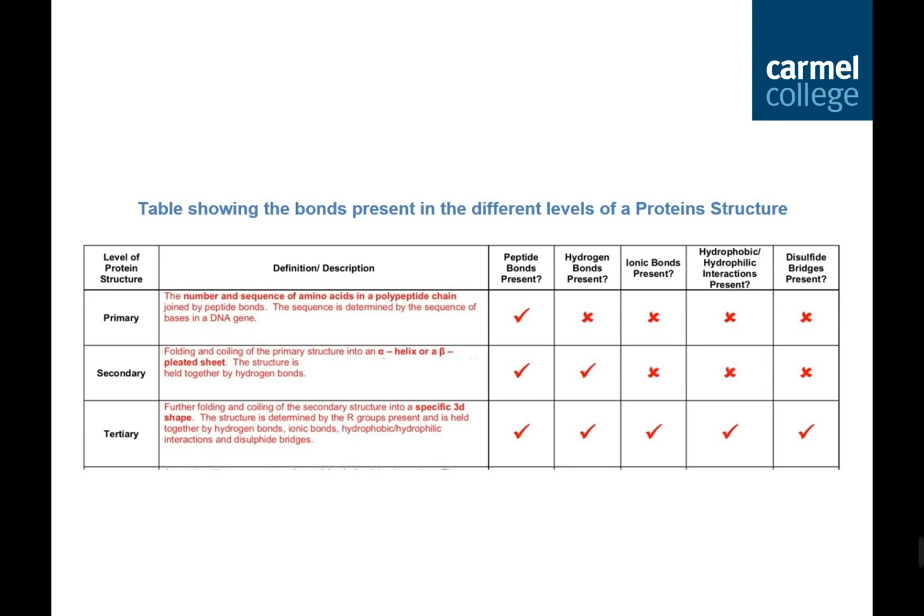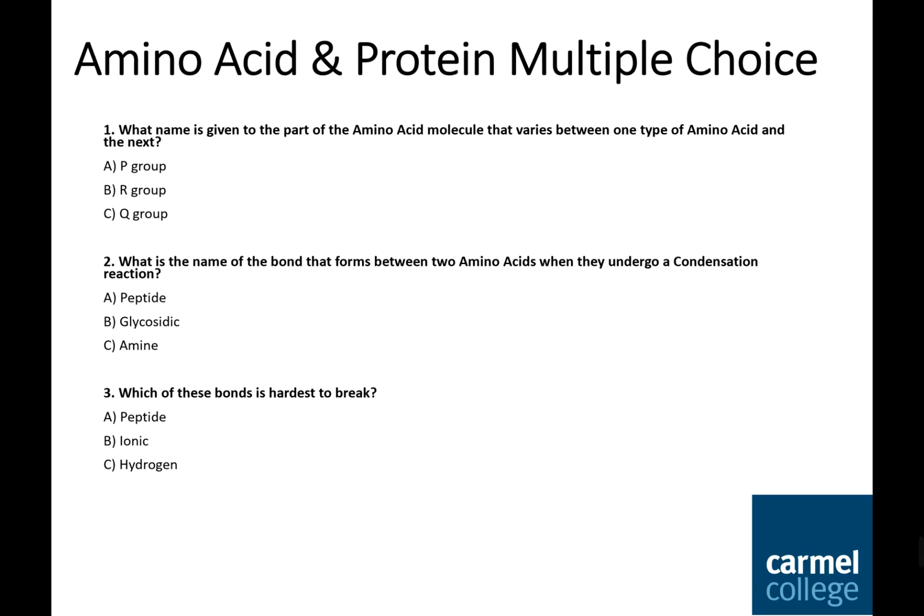And it's the hydrogen bonds which are broken when temperatures get high, because, as we said, they are the weakest type of bonds. Finally, we're going to look at the answers to the multiple choice questions on amino acids and proteins. The first question asks, what name is given to the part of the amino acid molecule that varies between one type of amino acid and the next? The answer to that is B, R group.